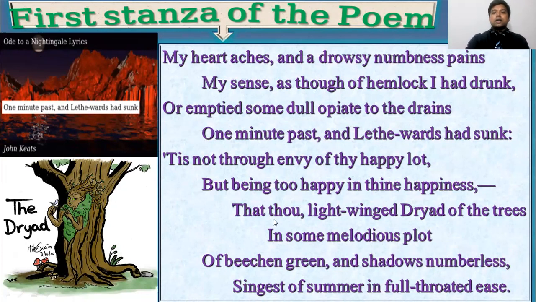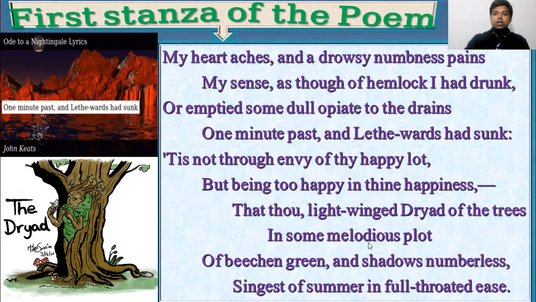So here that thou means nightingale. So the speaker says thou, you nightingale, you are like light wings reared of the tree. Okay, so this is the example of allusion as well as the example of simile, because here the nightingale is compared to light wing reared, light wing, that is very much easy to fly in the tree.